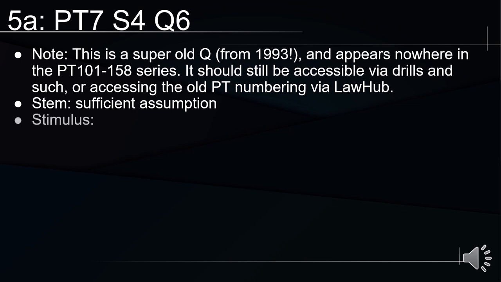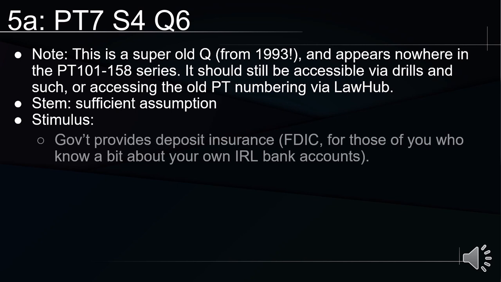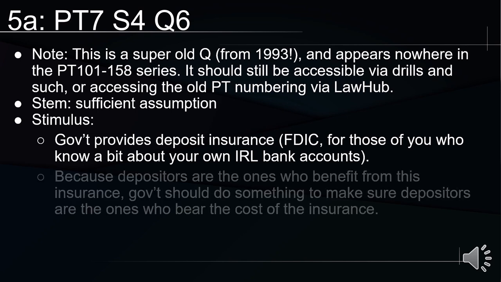Breaking down the stimulus. The government provides deposit insurance. For those of you who actually are aware of it, because you opened a bank account or something, this in real life is referring to FDIC, depositors insurance. It basically means that the U.S. federal government will cover up to $200,000 worth of deposits in an account from a bank that does actually have this FDIC stuff available for you.